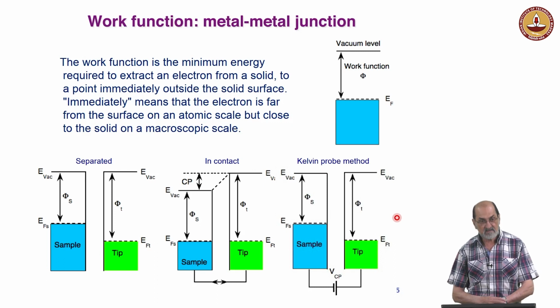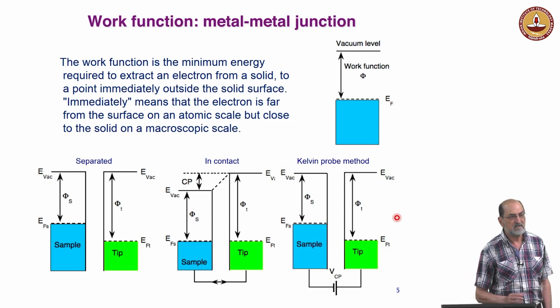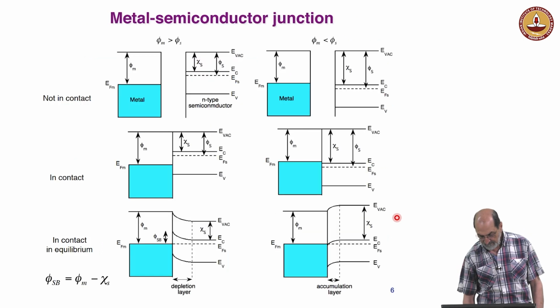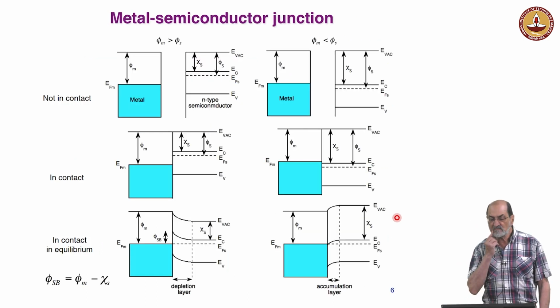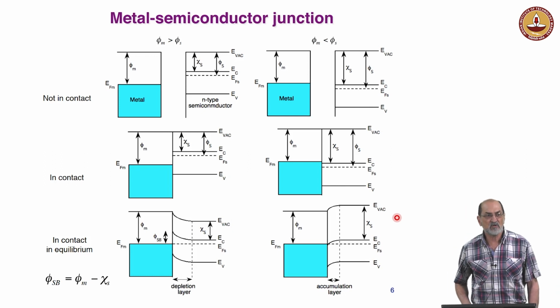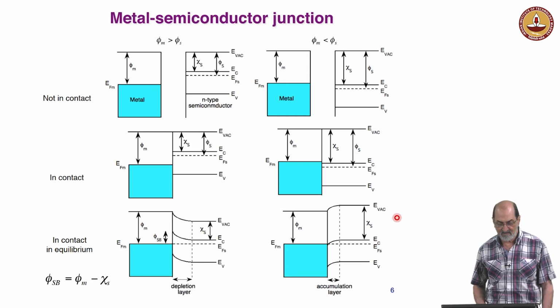Well, the next step is to see what happens when we put a metal in contact with a semiconductor. What it forms is what is named a Schottky barrier, after a guy called Schottky. That was his last name.